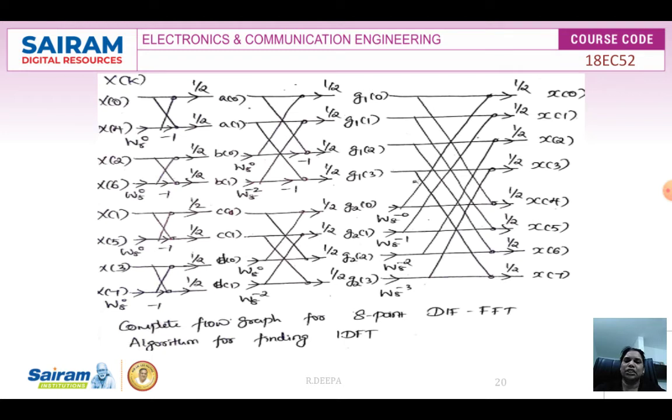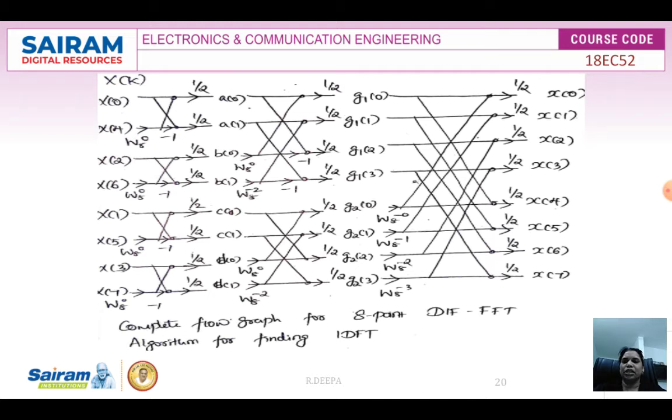And for the second stage, you have to multiply each and every second input of each butterfly with W8 power of minus 0 and W8 power of minus 2. Again, for the third stage, you have to multiply with W8 power of minus 0, minus 1, minus 2 and minus 3. And as usual, the second input for the butterfly structure, you have to multiply with minus 1 before giving to the summation point.